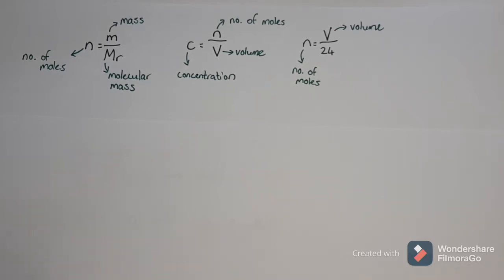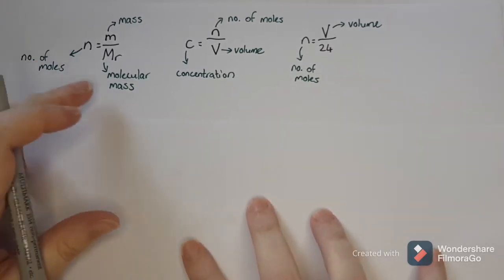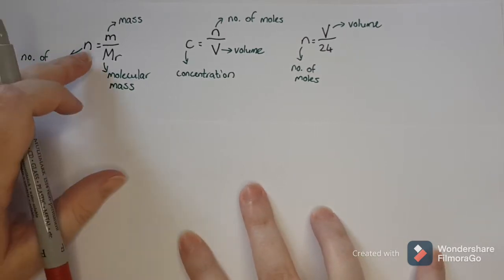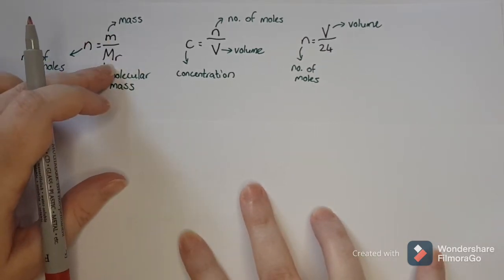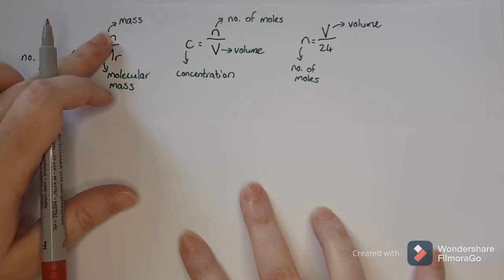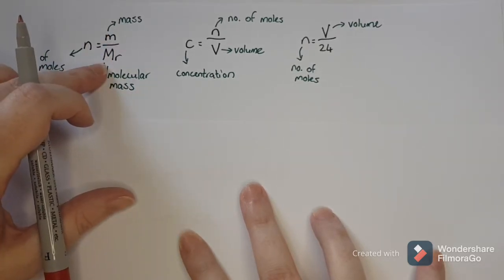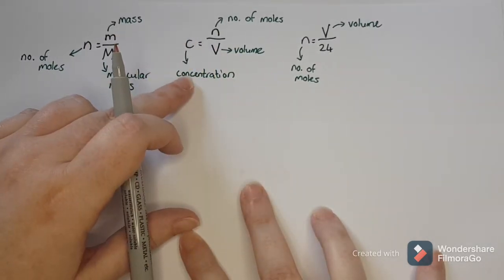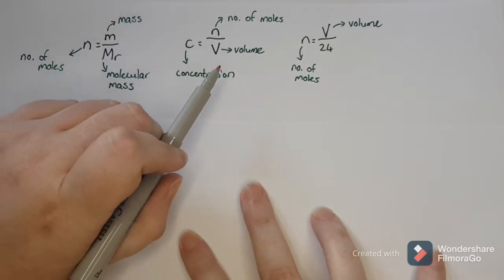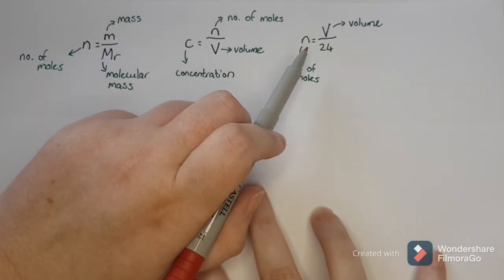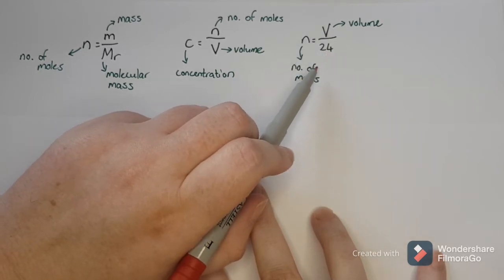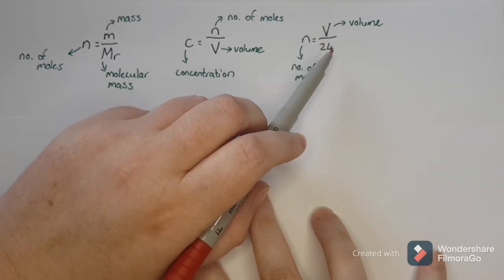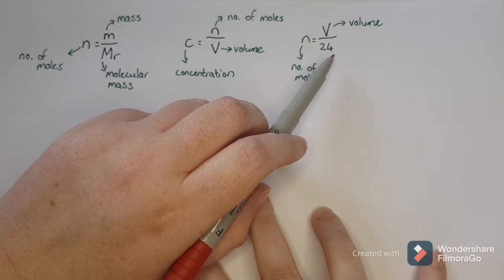When looking at chemical calculations, the first thing that we need to know is what our equations are that we can use. So we have three different equations that we can use. We have n equals m over Mr. So n is the number of moles, m is the mass, Mr is the molecular mass. We have c equals n over v, where c is concentration, n is number of moles, and v is volume. And then we have n equals v over 24, where n is number of moles, v is volume, and 24 is a standard in decimeters.